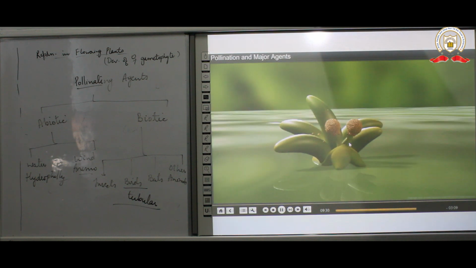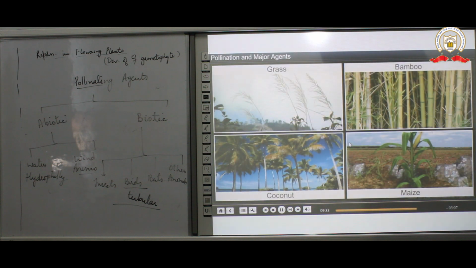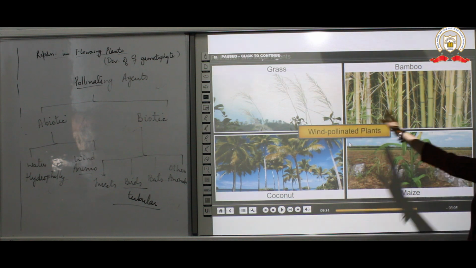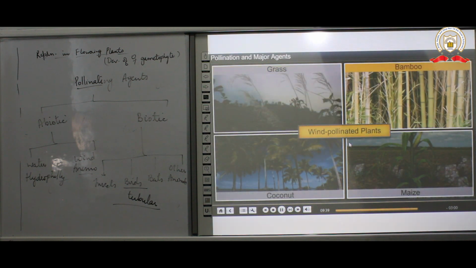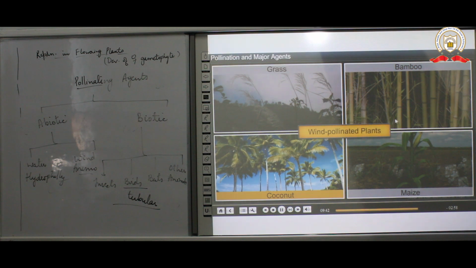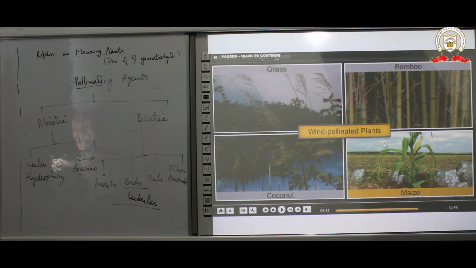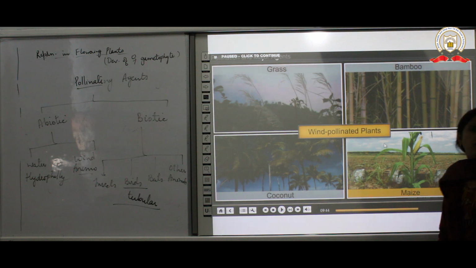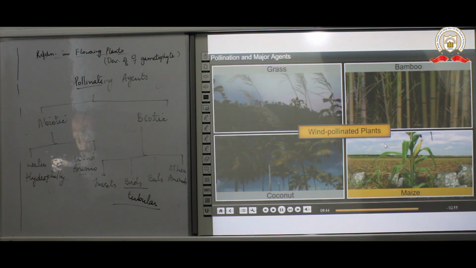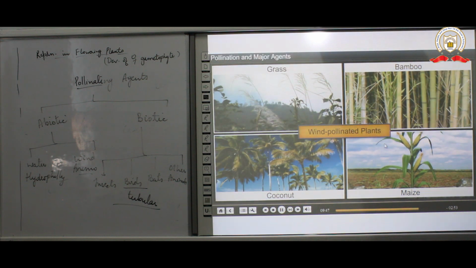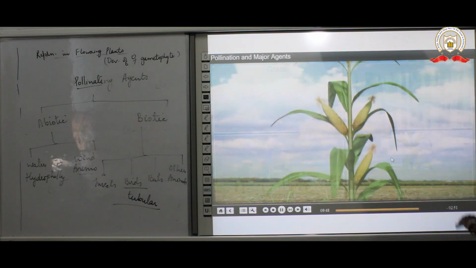Right, children? So you can see how this process is taking place. These are specific examples. Also, you must remember the wind pollinated plants. What are the various examples of wind pollinated plants? These are all multiple marker questions, such as grass, bamboo, coconut, and maize. And as I told you earlier, bamboo flowers only once in its life. It can be 40 years, 50 years or so, depending upon the species of bamboo we are referring to. Right, children? So these are the various important features.